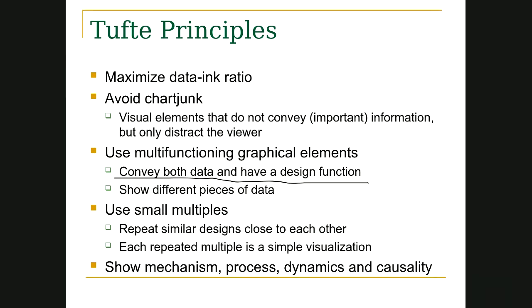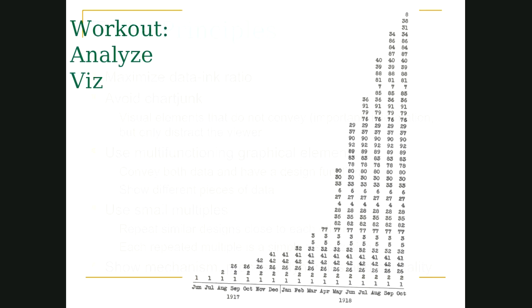They convey both data and have a design function. So the design was the Firefox, so it falls under number one here. Or they show different pieces of data. That's not normal. So here is an example of showing different pieces.